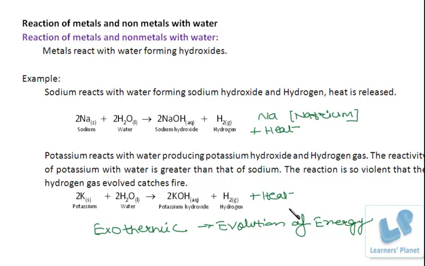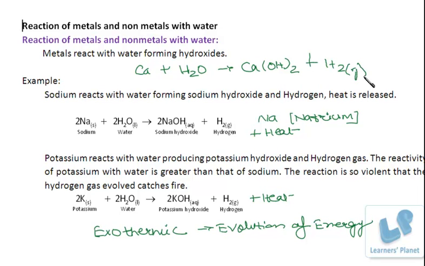Got my point? Other metals like calcium and magnesium also react with water. See, calcium reacts with hot water forming calcium hydroxide. So in this case, forming calcium hydroxide and hydrogen gas. It is not hot water, it reacts with cold water only. So calcium reacts with cold water, releasing hydrogen gas and forming calcium hydroxide. So in this way, metals react with water, forming hydroxides.